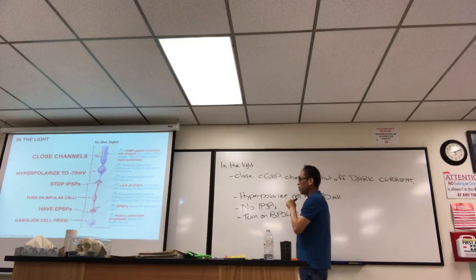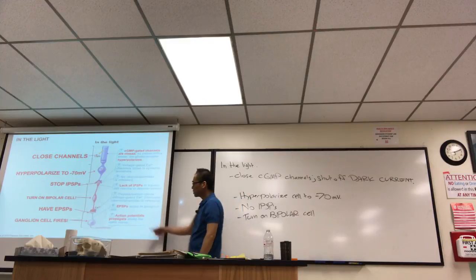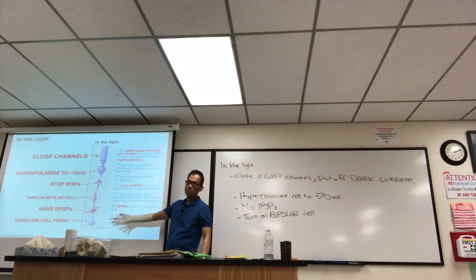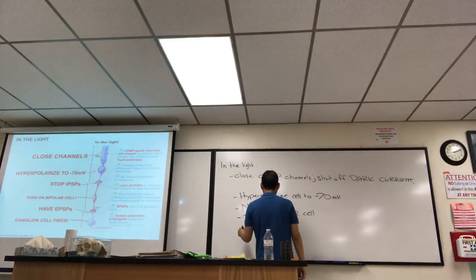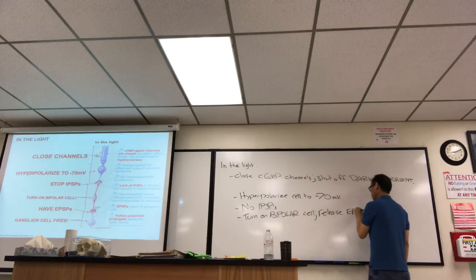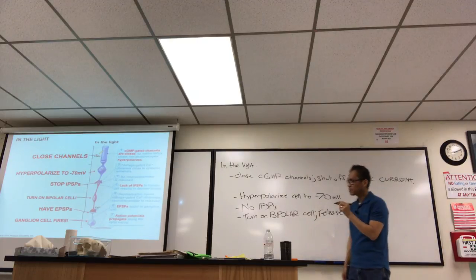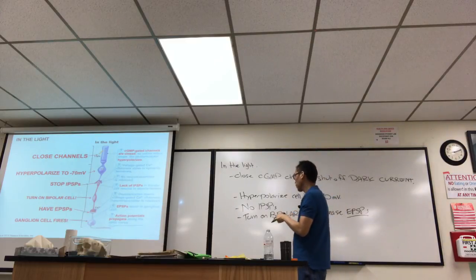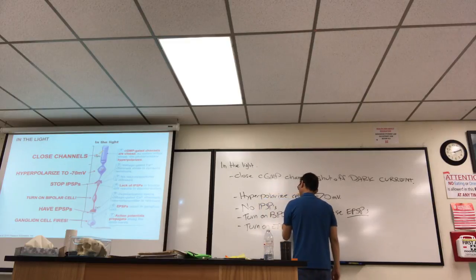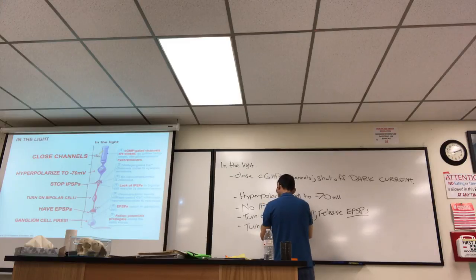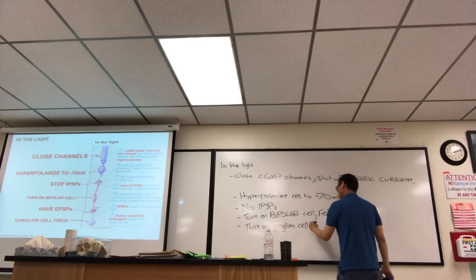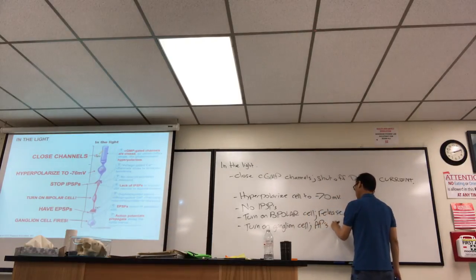That bipolar cell now being on will release EPSPs on the ganglion cell. And that'll fire, okay? And you'll actually see the light, so to speak. Turn on bipolar cell, release EPSPs. Those EPSPs turn on ganglion cell, so you have action potentials in the optic nerve. Turn on ganglion cell. So we have APs in the optic nerve, cranial nerve 2.